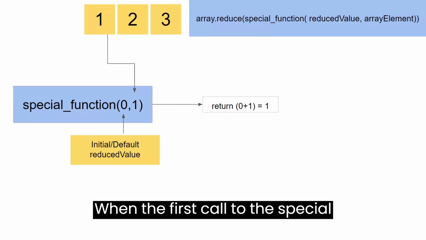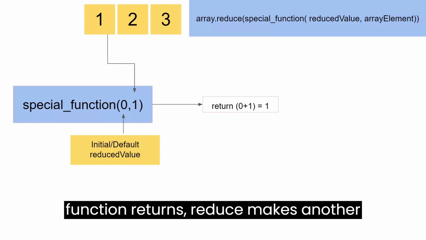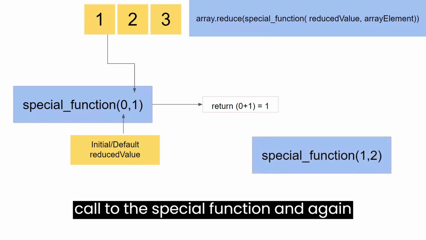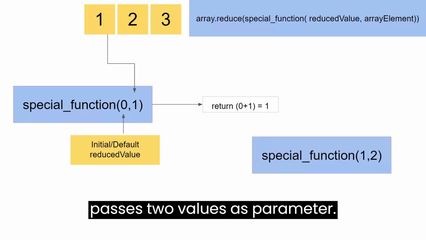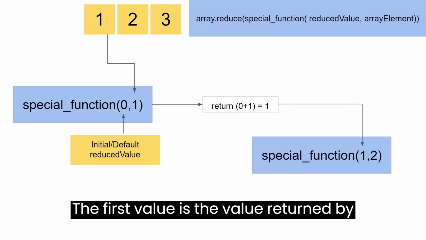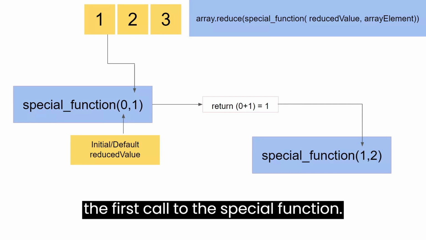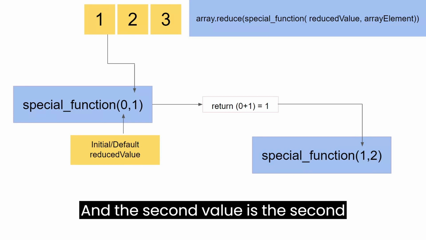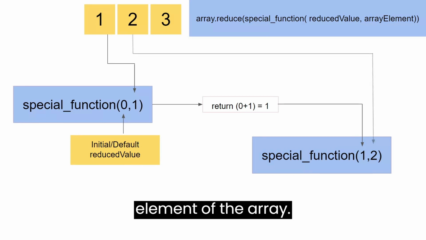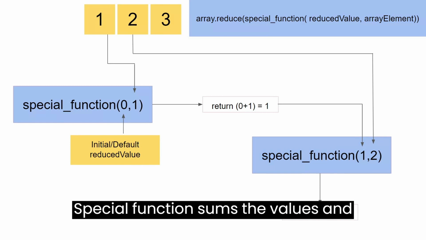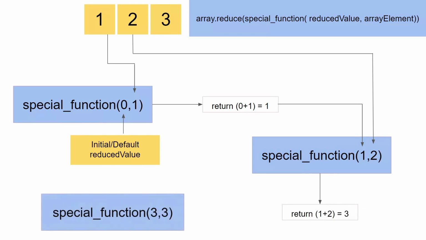When the first call to the special function returns, reduce makes another call to the special function and again passes two values as parameter. The first value is the value returned by the first call to the special function. And the second value is the second element of the array. Special function sums the values and returns 3.